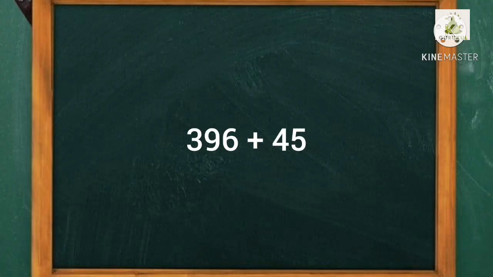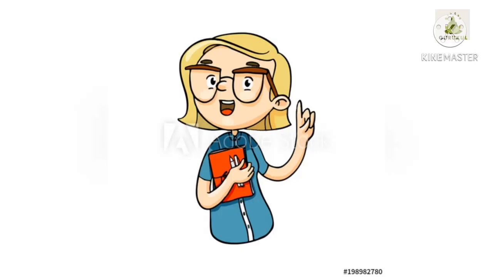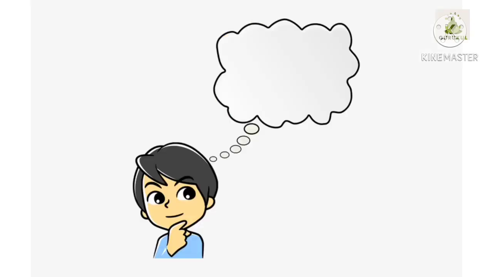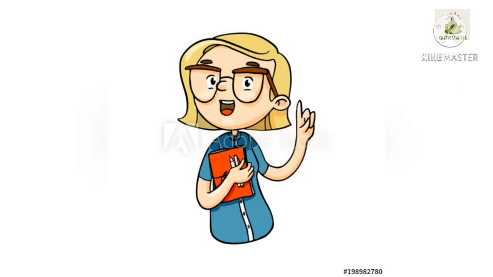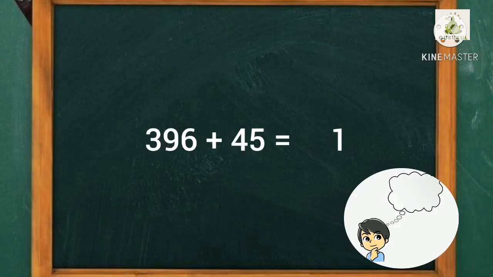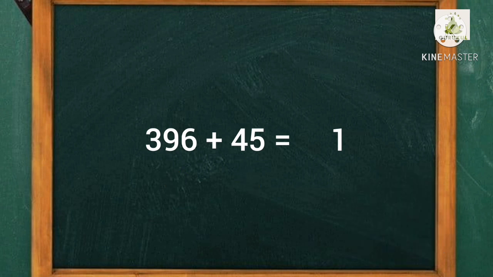First one, 396 plus 45. Now here when you have to carry over a number, keep it in mind and then add it later on. So in this example, you can see 6 and 5 are in the units place. So you will add them. 6 plus 5 is equal to 11. You will carry 1 ten and keep that in your mind. Write 1 in units place and now we will add that 1 ten to 9 and 4 in the tens place.